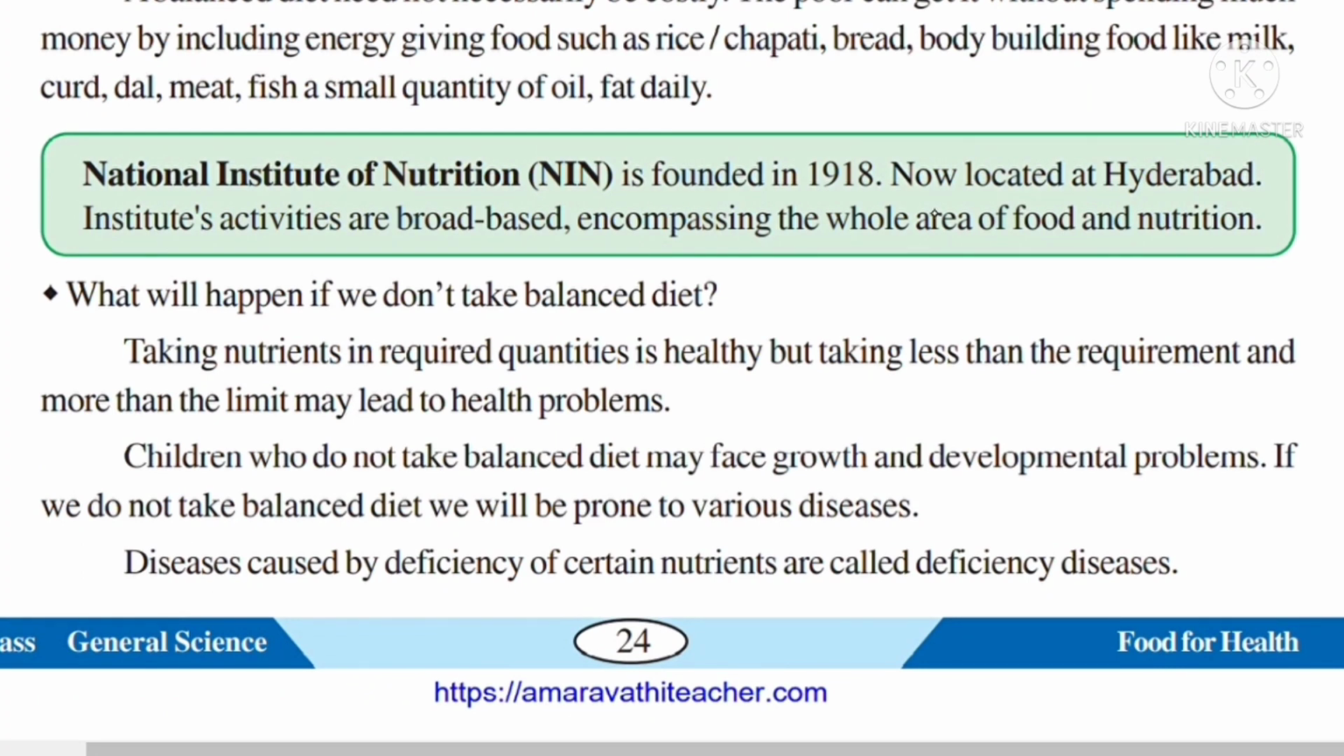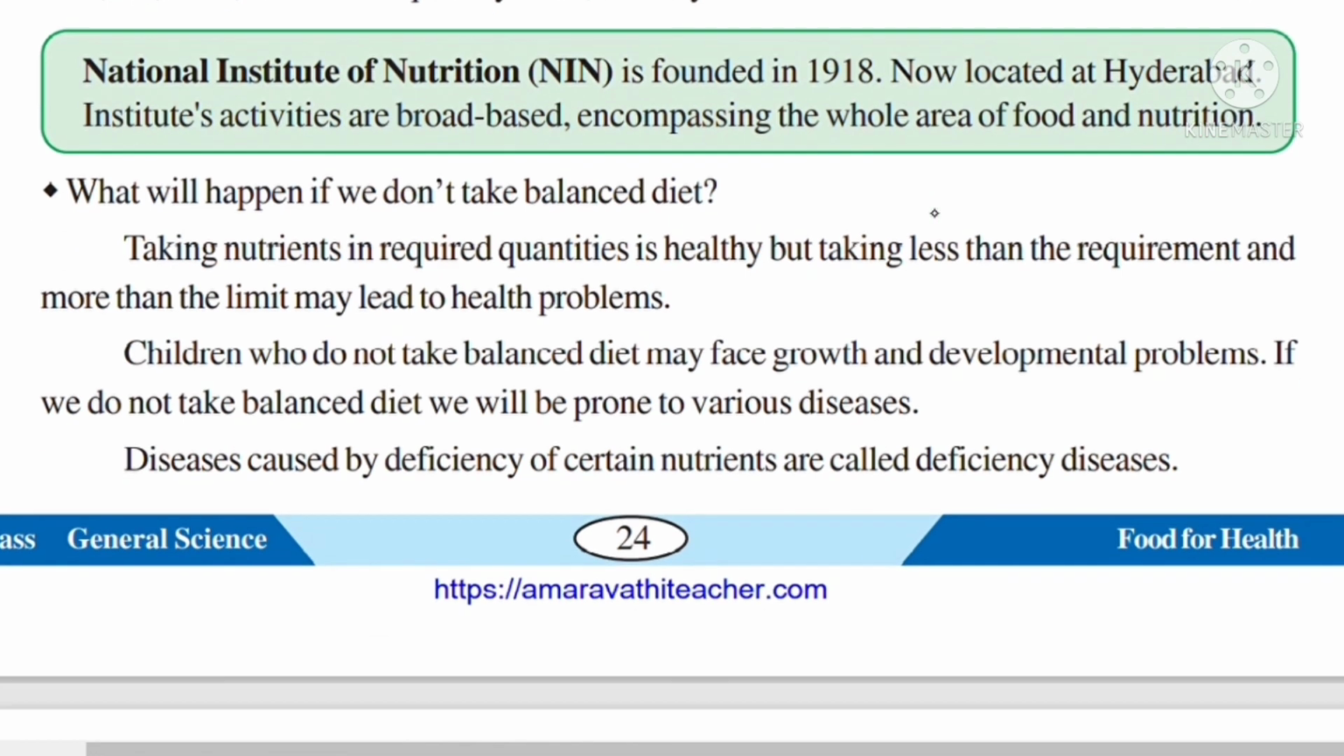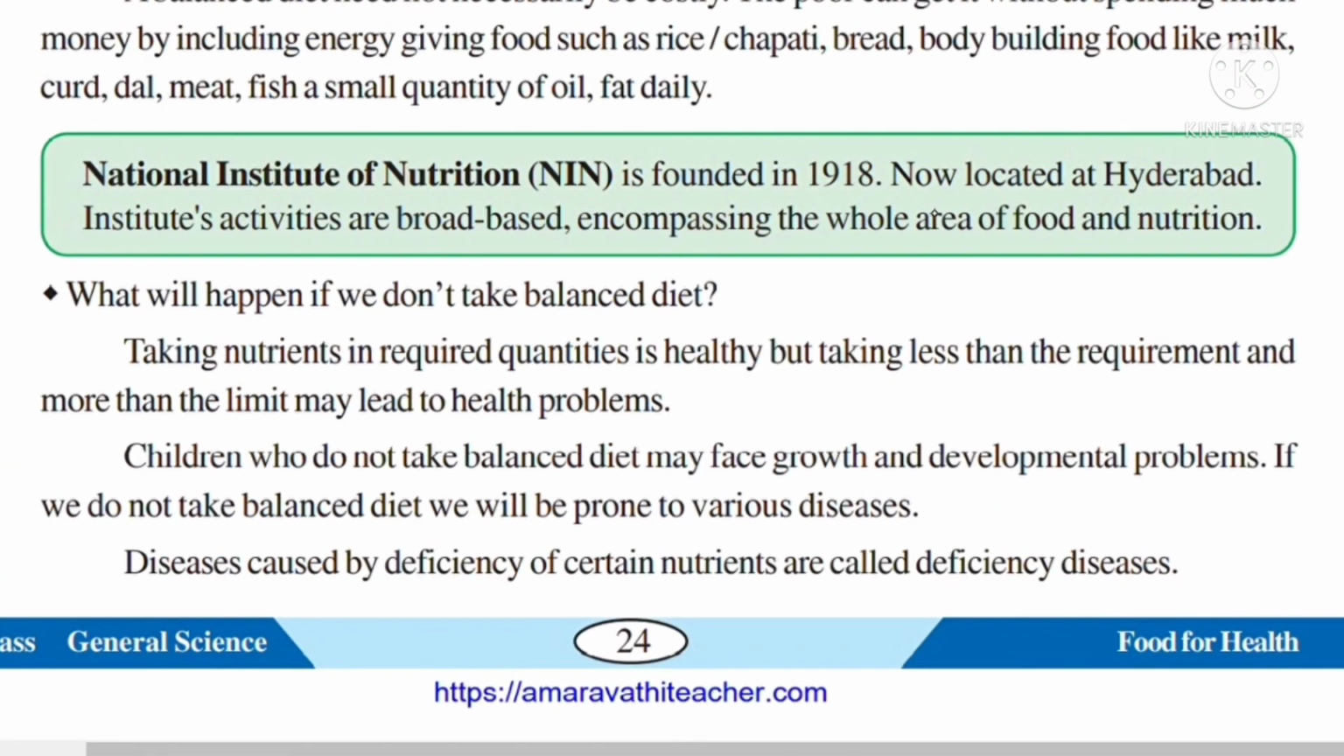The poor can get it without spending much money, including energy giving foods such as rice, chapati, bread, and body building foods like milk, curd, dal, meat, fish, and a small quantity of oil or fat daily. So these are energy giving foods and the remaining foods also. The National Institute of Nutrition, NIN, was founded in 1918 and is now located at Hyderabad. The Institute's activities are broad based, encompassing the whole area of food and nutrition.